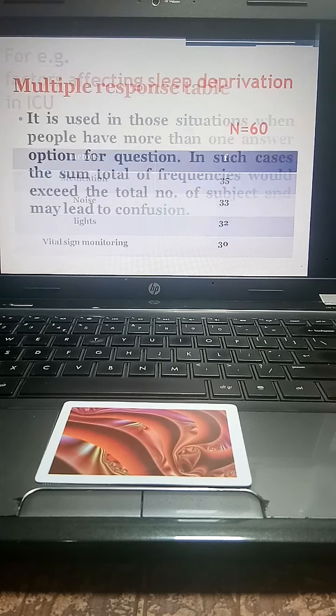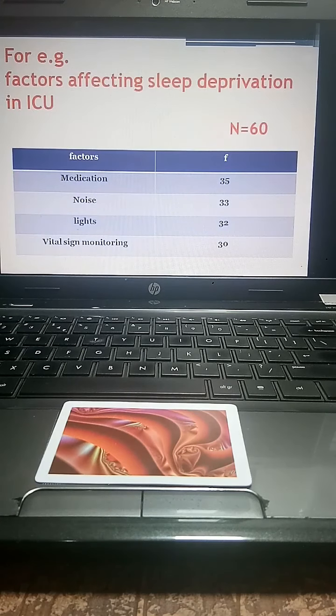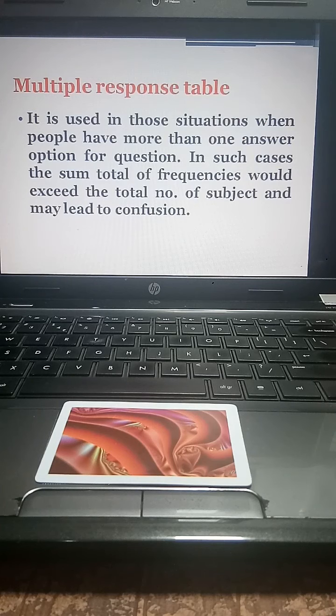But again, moving to the definition, we are using this kind of table when the people have more than one answer option. So people are giving more than one answer option. The person whose sleep is disturbed by the medication can also be disturbed by the various noises. So they are giving more than one answer. So that's why the total frequency is exceeding the normal. So these types of tables are known as the multiple response table.